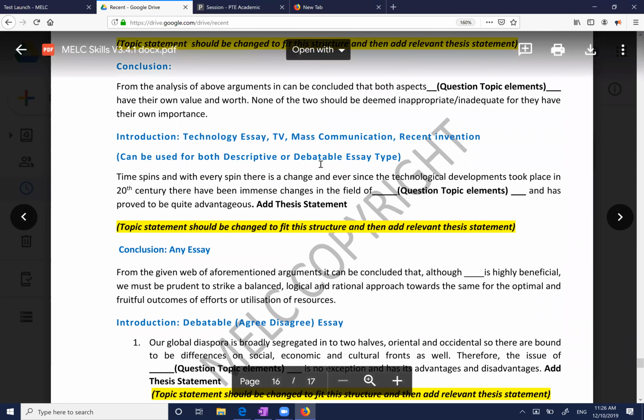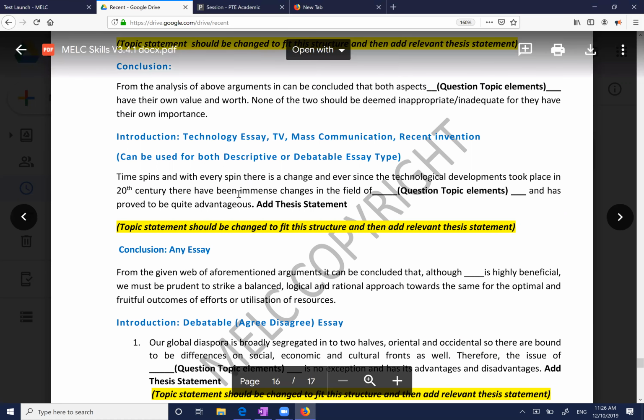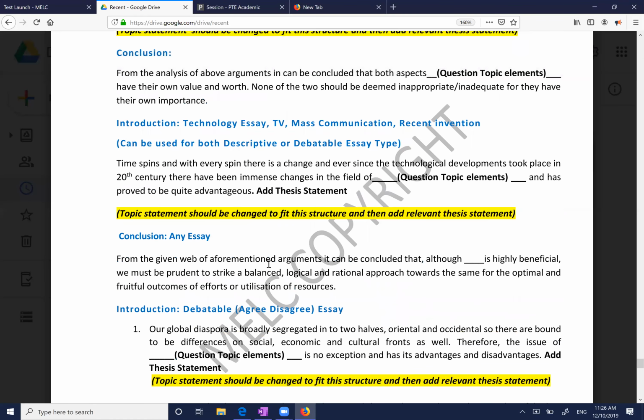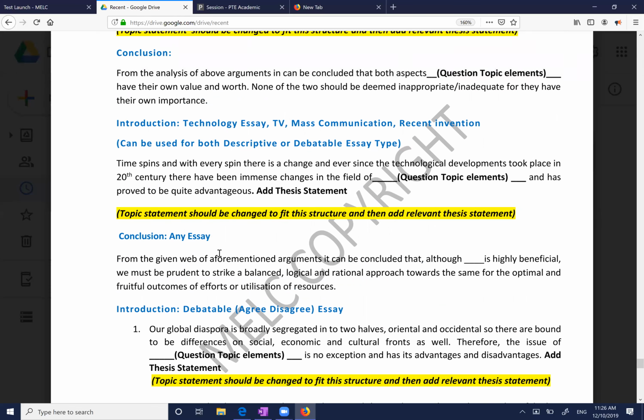Introduction, conclusion. So any essay which is descriptive or debatable related to technology, mass communication, recent invention, you can use this introduction and you can use this conclusion. And you will see if I add the topic statement in this and this, these are roughly 100 words. So 100 words for introduction and conclusion, and 40 words from body paragraphs. So how many words do you already have? 140. So let's say if you are writing 200 or 220 words, you already have 140.